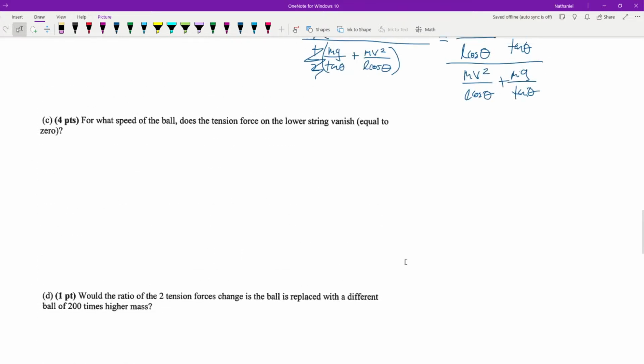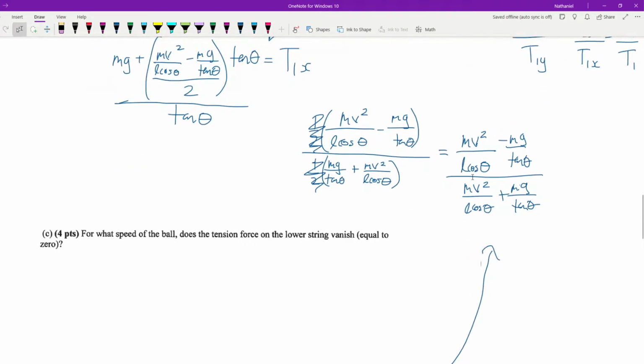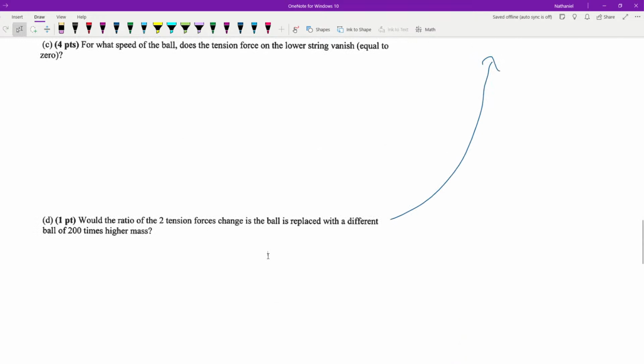So we can get started on this part of the question. So we can actually answer this question, right? How would the mass affect this? Mass is canceled in this equation. So you say it wouldn't.